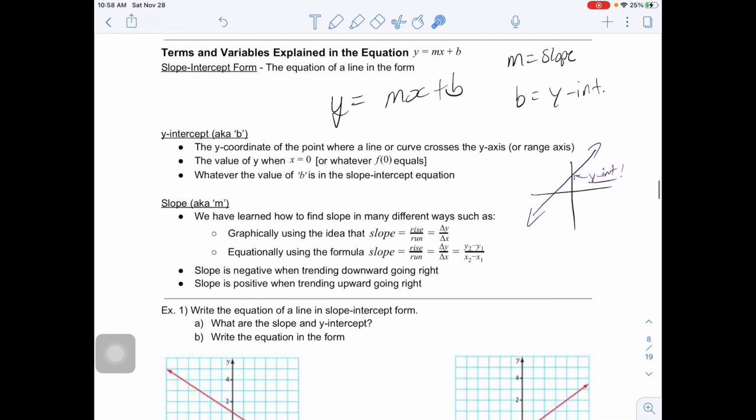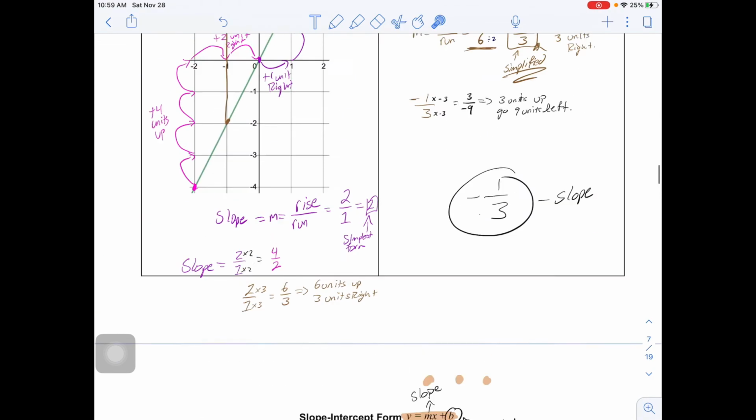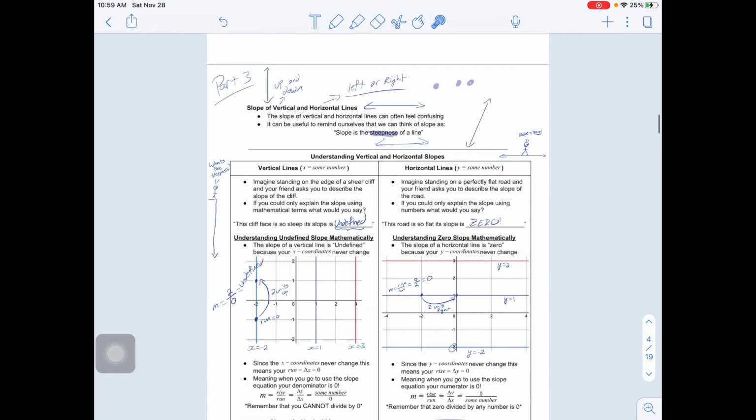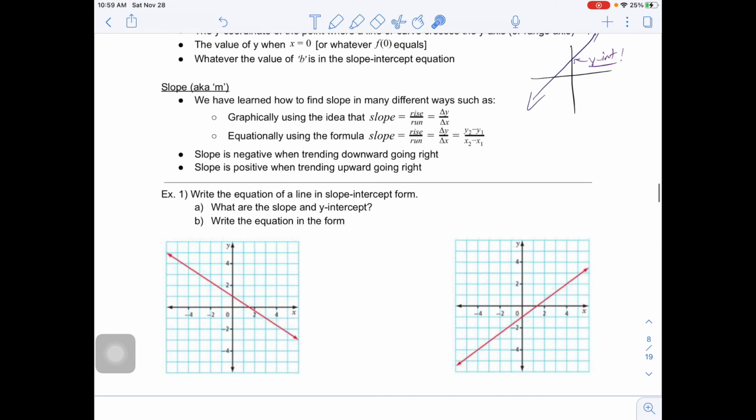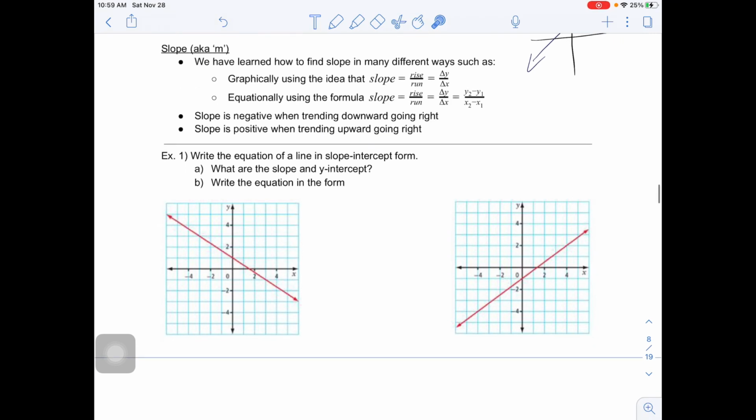We've just talked about slope. Hopefully you just watched those previous videos before this, about how to find slopes, either graphically using rise over run or equationally. If you have not watched how to find slope, you really need to go watch the videos that go through all of this, or else it can be very confusing. Now remember, slope is negative when trending downward going right, and slope is positive when trending upward going right.